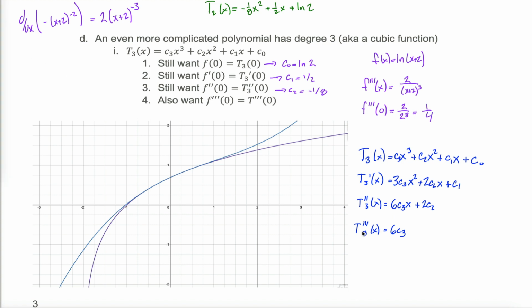The third derivative of my polynomial is equal to 6c3. Technically, it's the third derivative of the polynomial evaluated at 0 that I'm interested in. So I change all the x's into zeros, but this is just a constant term, so there's no x's to change into zeros. I get 6c3. In order to make the third derivative of the function the same as the third derivative of the polynomial, I need 1/4 to be the same as 6c3.